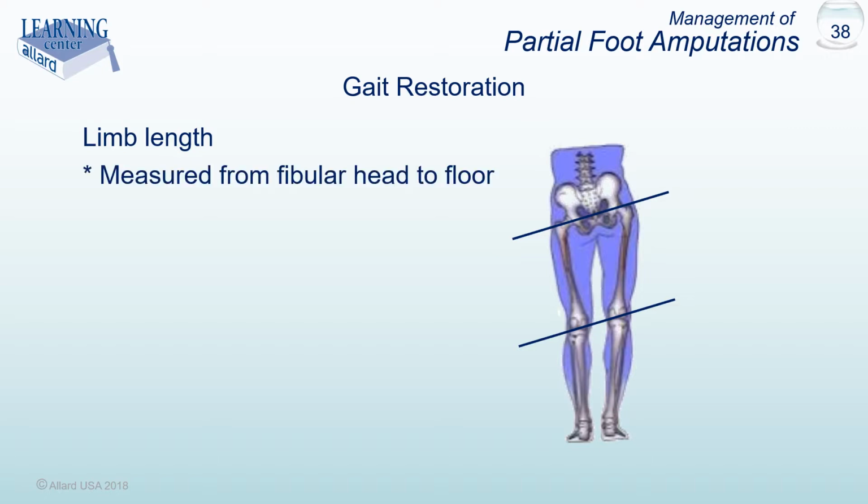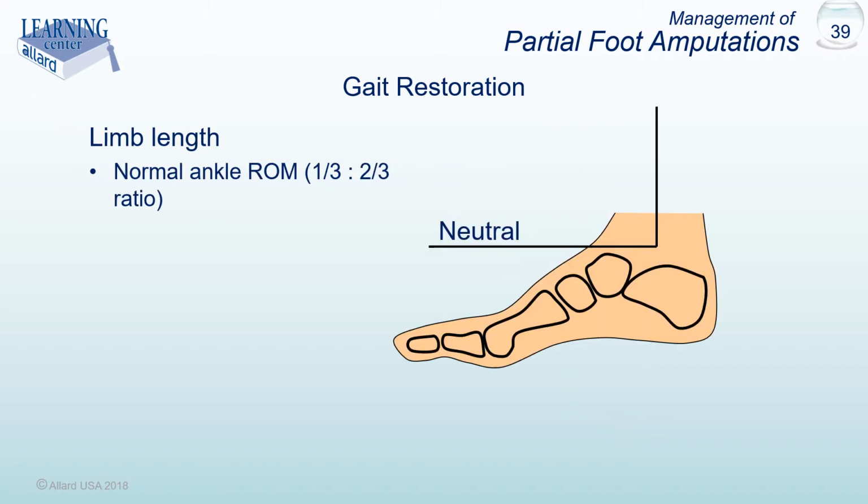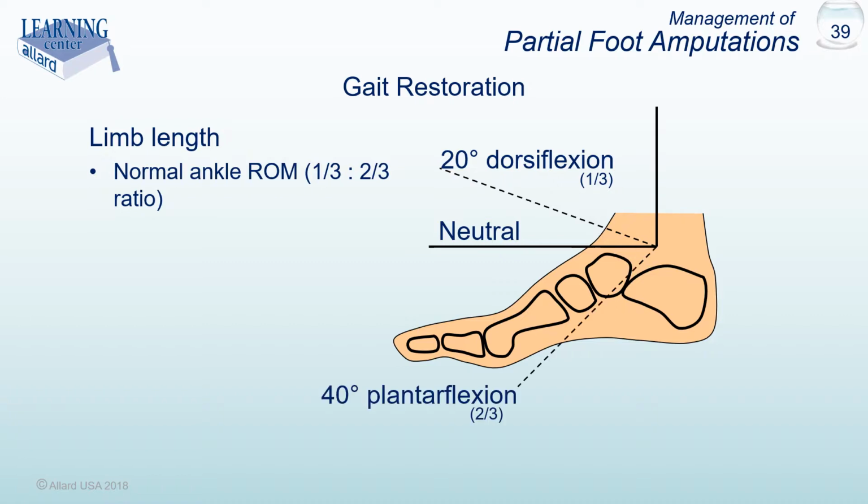The first of these issues is addressing limb length loss that was acquired due to the partial foot amputation. There was discussion earlier about ankle neutral and the calcaneal angle in the sagittal plane. From the anatomical neutral position, we should have about 20 degrees of ankle dorsiflexion and 40 to 50 degrees of ankle plantarflexion, or a nominal 1/3 to 2/3 ratio.